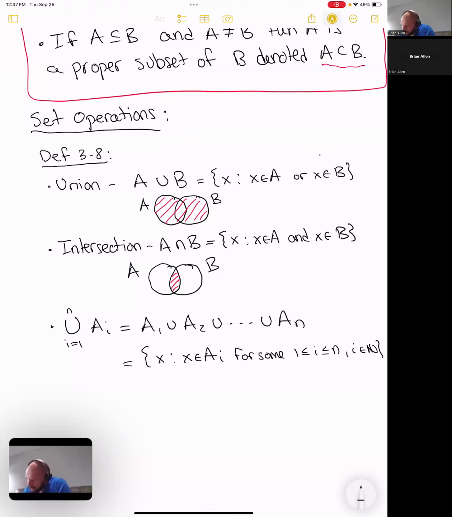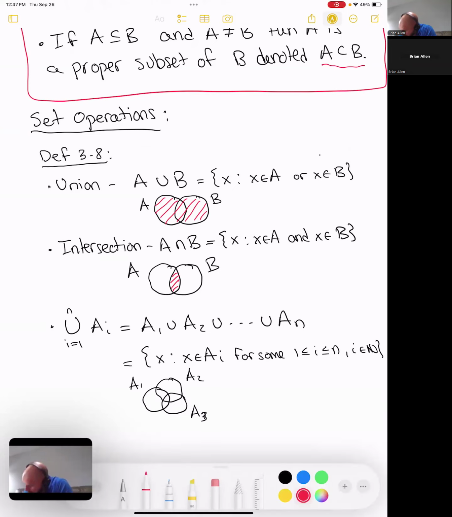Okay, I won't draw the picture all the way, but if I just had 3 sets, A1, A2, A3, then the union is everything in any of the sets. Good.